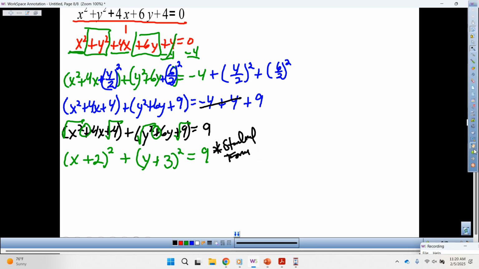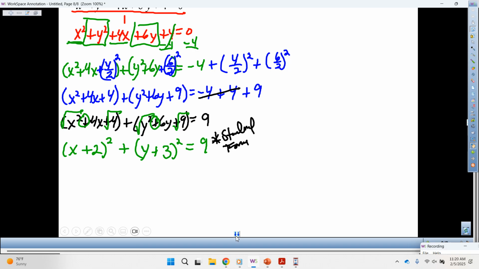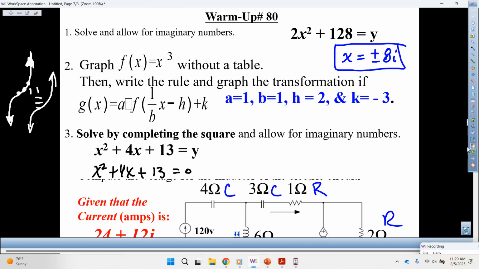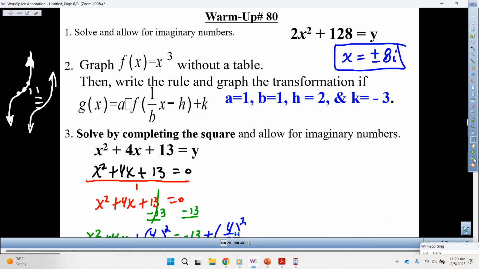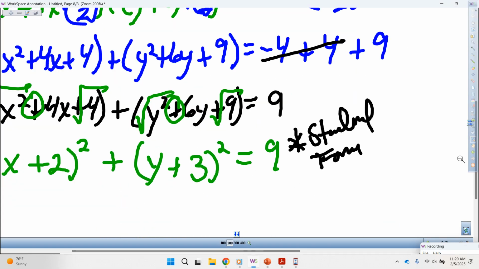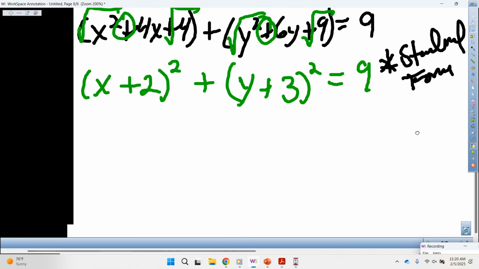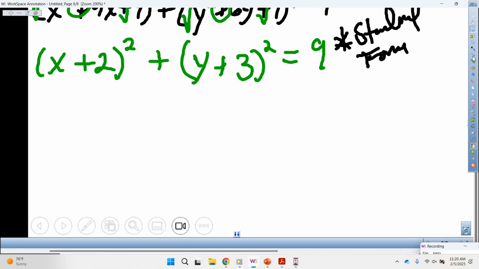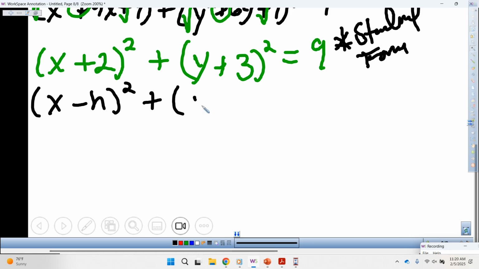All right, so now let's double check to make sure it is in standard form. Let me actually zoom in. I want you to write the form right underneath it, and the form should look like this: x minus h squared plus y minus k squared equals r squared.